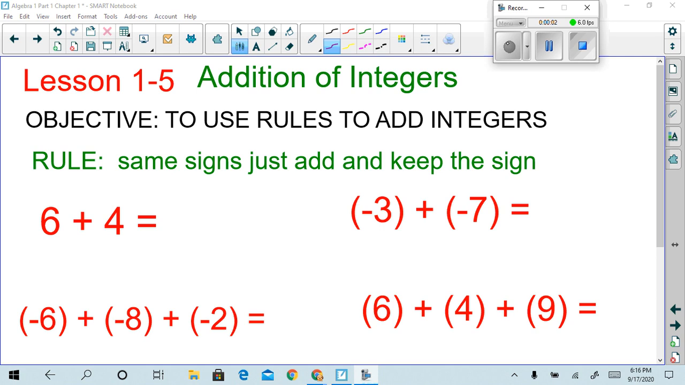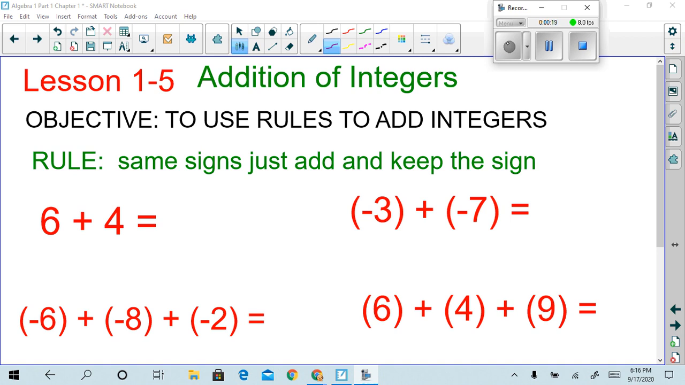In our last lesson, we talked about the introduction to integers. So now that we have a working definition of them and we know how to graph them, we talked about absolute value and opposites. We're going to start talking about operations with integers, and we'll start with addition.